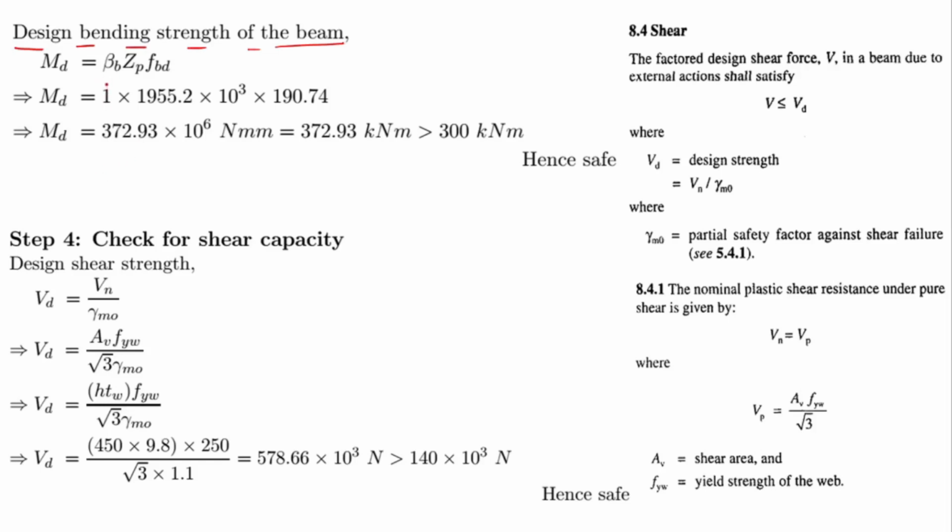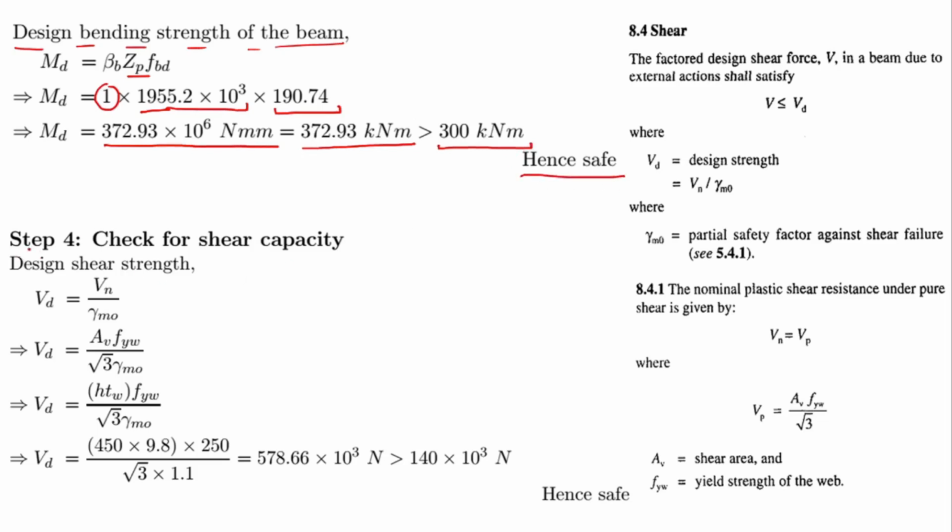We have put the value of beta B as 1, then ZP, which is taken from the steel table, that is 19955.2 into 10 cube. Then FBD we have calculated as 190.74. Finally MD is calculated as 372.93 into 10 to the power 6 Newton mm or 372.93 kilonewton meter, and it is greater than the given factored moment 300 kilonewton meter, hence it is safe.